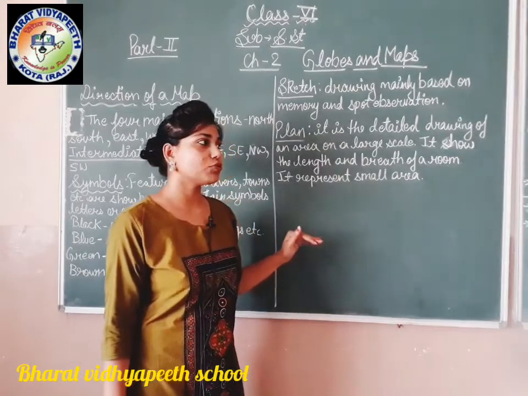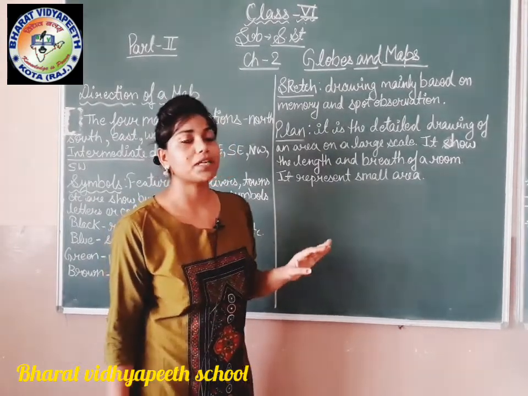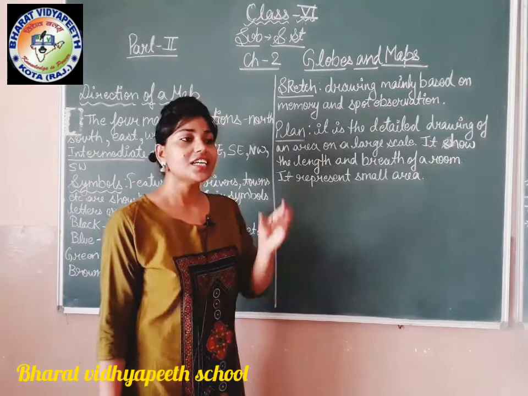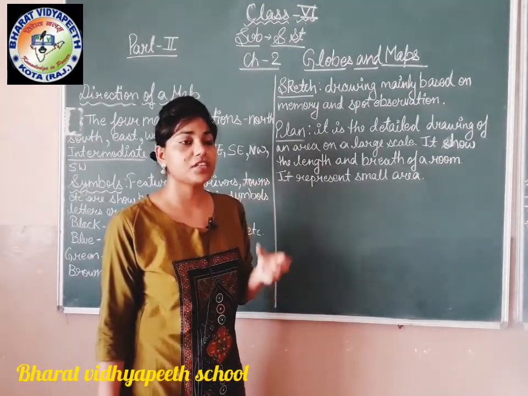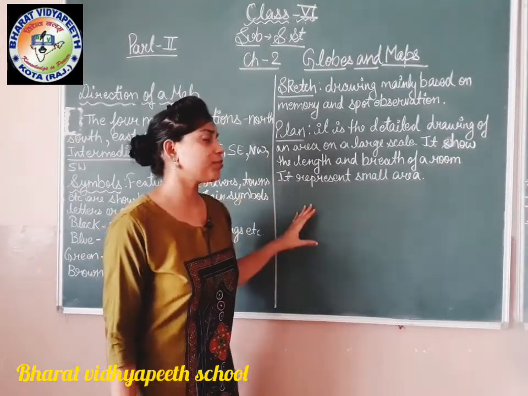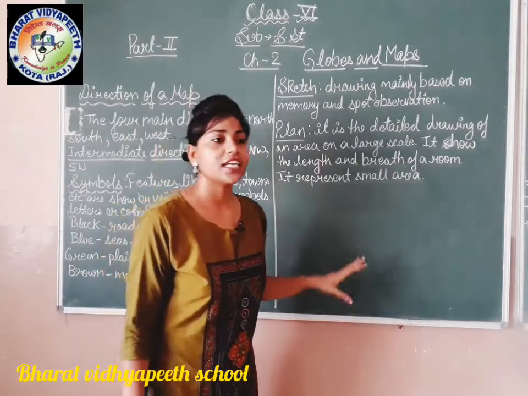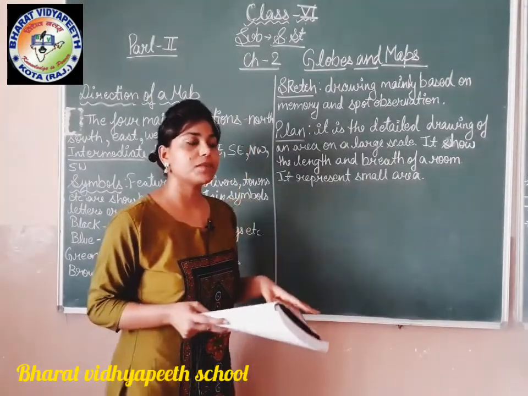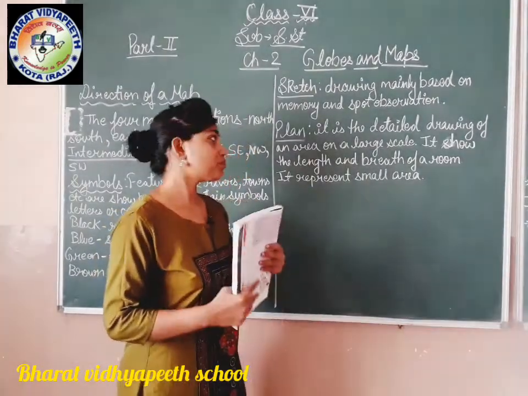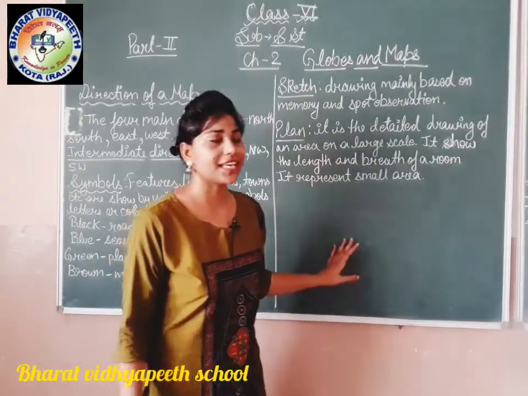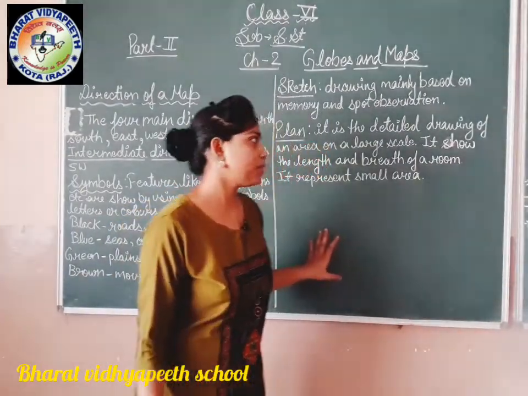But if we compare plan to map, then a map represents a large area on a small piece of paper in a short form, but a plan represents the exact thing of the area, the exact length of that place or exact breadth of that place. By this our chapter number 2 of geography has been completed.